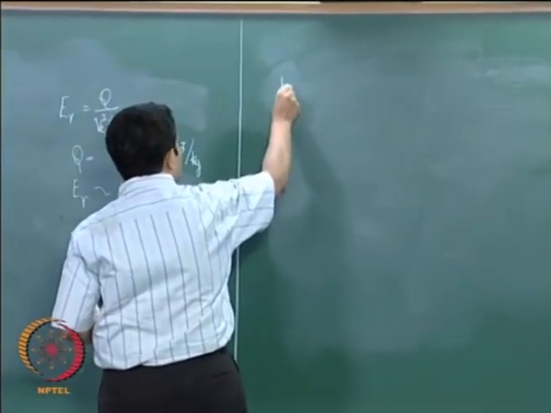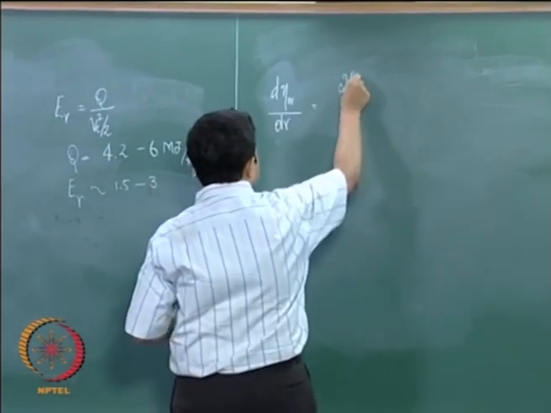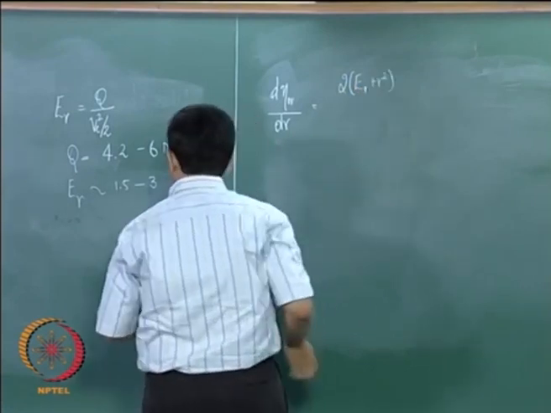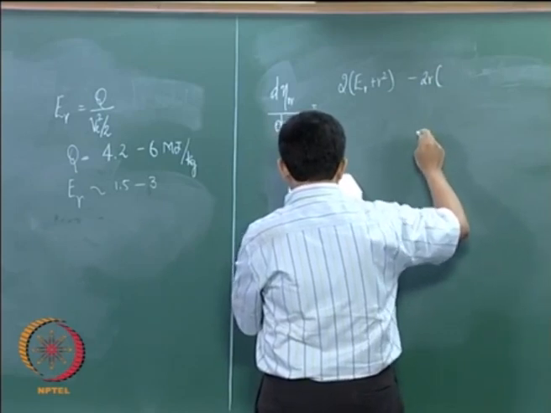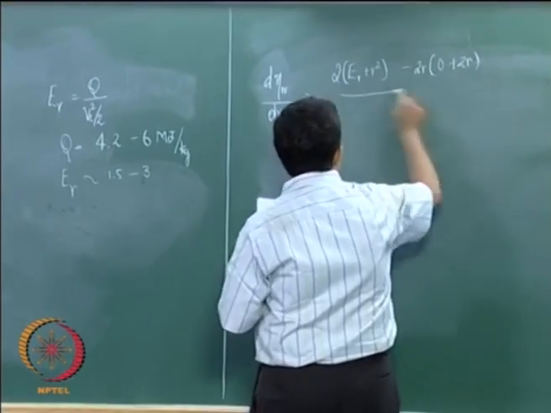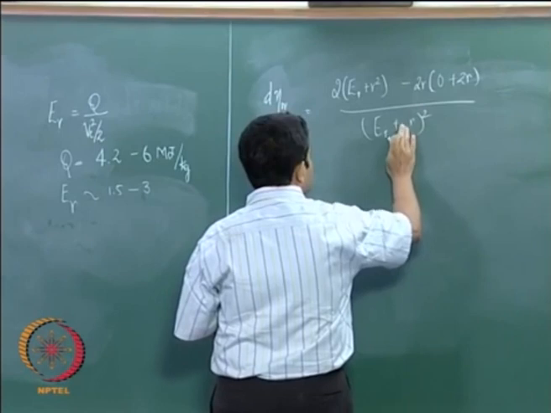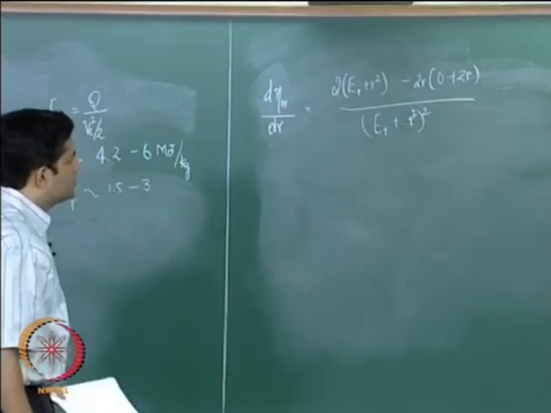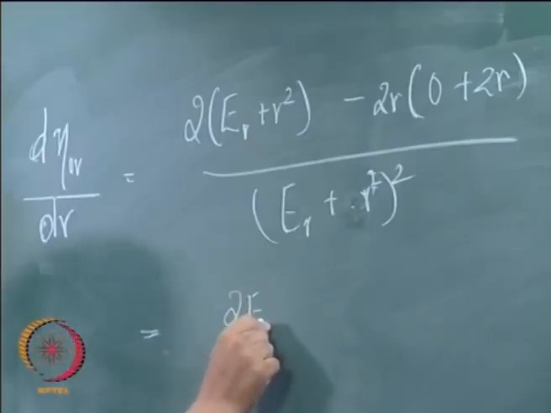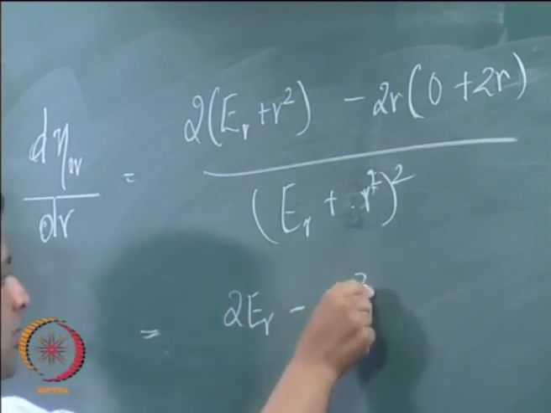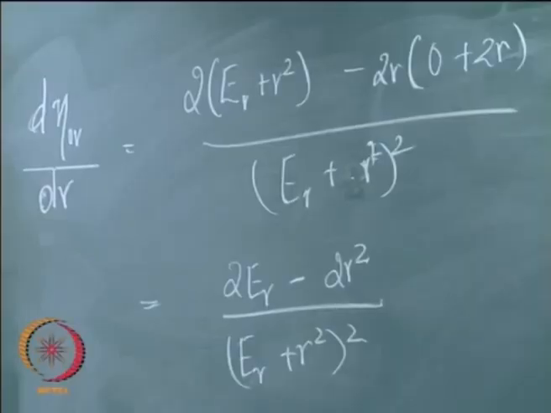so taking the derivative of overall efficiency with respect to R, here I get 2 ER plus R square minus 2R times ER plus R square the whole square, right? And this simplifies to 2ER minus 2R square divided by ER plus R square the whole square. So when will the derivative go to 0 in this case?